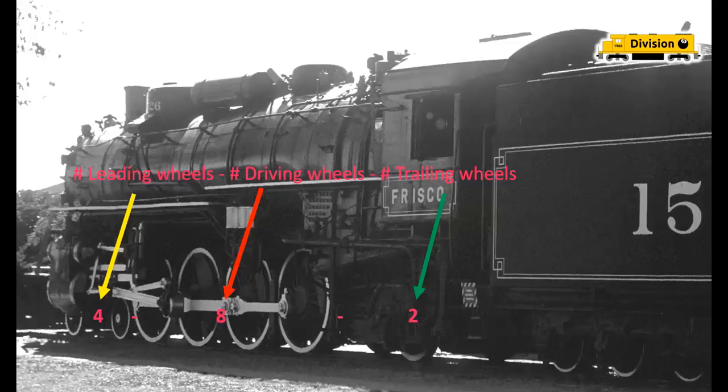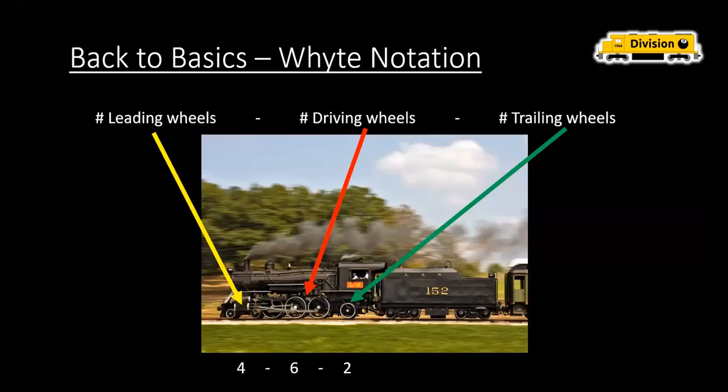Showed this picture last time. This is a Frisco locomotive sitting in Lawton, Oklahoma. It's static, never going to run again. I don't think it can run again. There's too much missing from it. It's a 482. 4 leading wheels, 8 in the middle there, 2 in the back, 482. One of our favorites from the Louisville area, L&N 152. It's a 462. And again, 4 leading wheels, 6 in the middle, and 2 trailing.